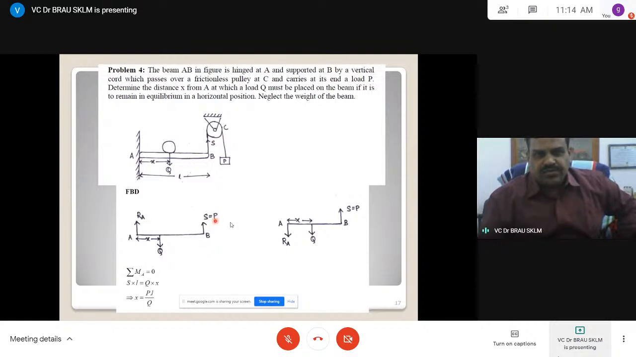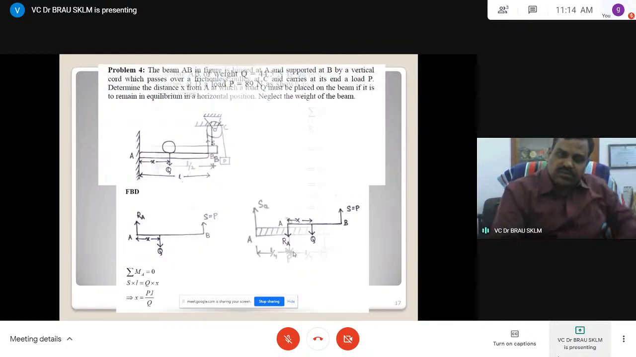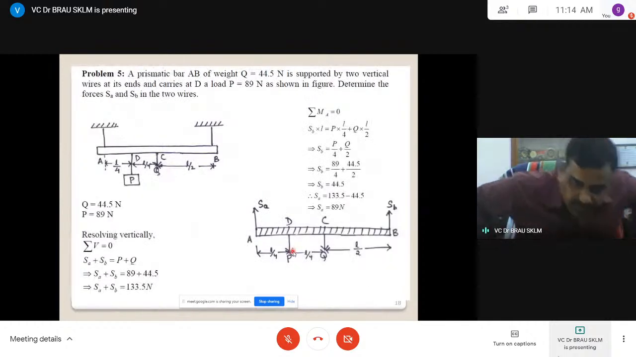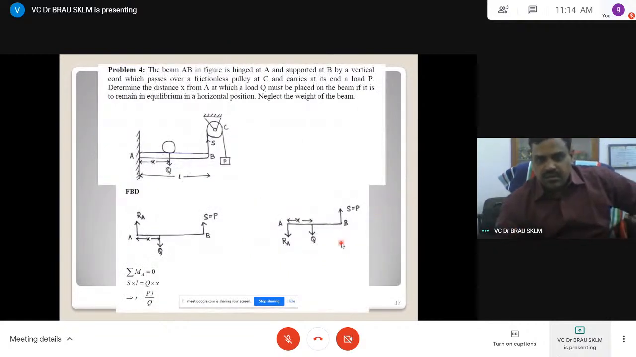If the reaction is upwards, or if the reaction is downwards, we can assume the other case. Okay, so this can be determined. Now let us see a similar problem. Whatever the tension here, the same thing if you cut it, because this is weightless, P is equal to S. That is, S is equal to P.